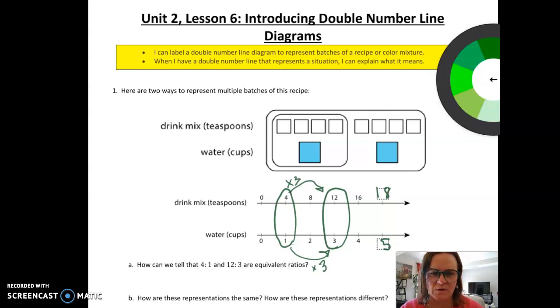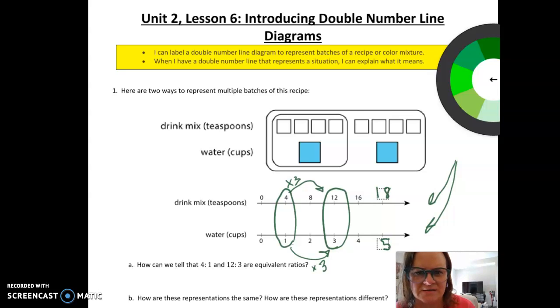So in the first situation, we have a diagram that you guys are familiar with because it's similar to some of the diagrams that we've already used. And so we're going to use that to build a double number line. The first thing I want you to notice about the double number line is that there are, of course, 2 number lines. One of them is labeled drink mix in teaspoons, and one of them is labeled water in cups. I always like to connect my double number lines differently than what you see in this diagram, so I'm going to go ahead and connect that for you. I like to connect them so that I can actually see the ratios that line up together.